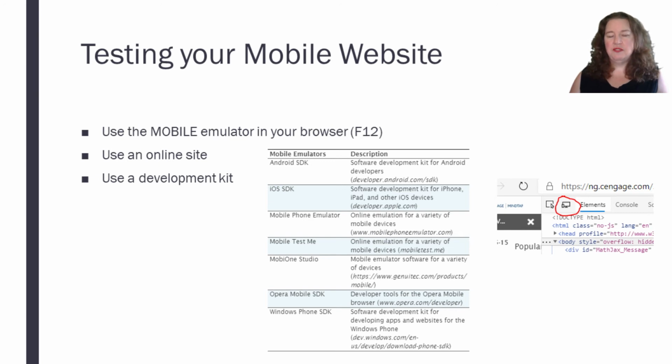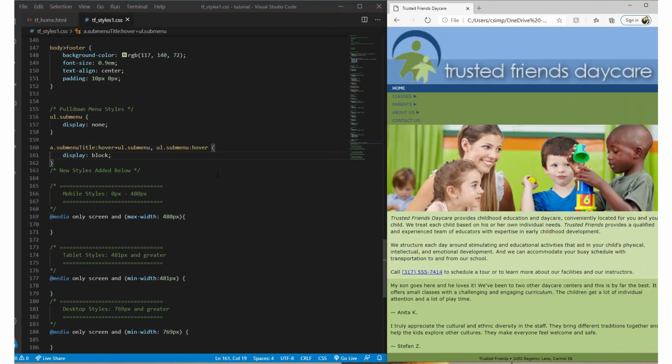If you are using a different IDE, your development environment, you might have an emulator in it. For VS Code, we aren't using one right now. That doesn't mean there isn't one that exists, but that's not how we're doing it. So let's go see it in code.